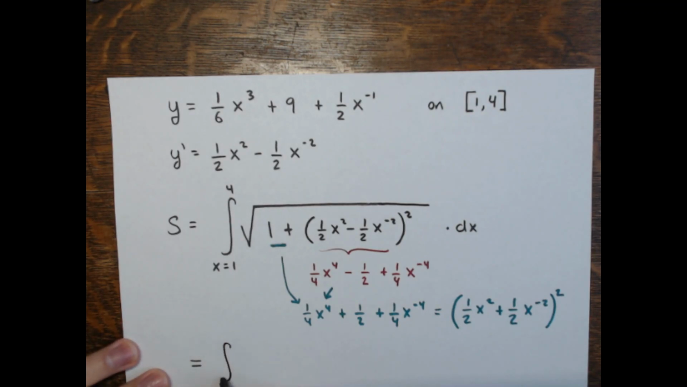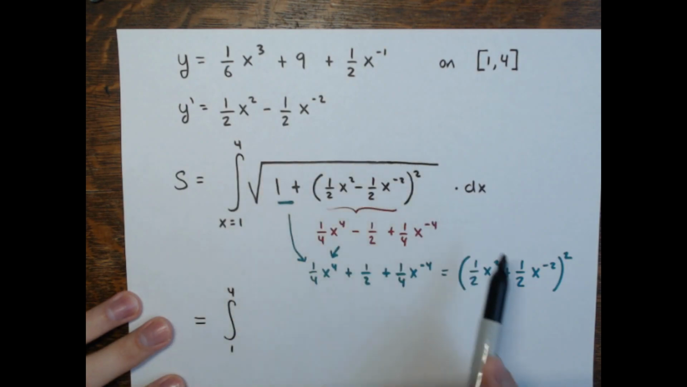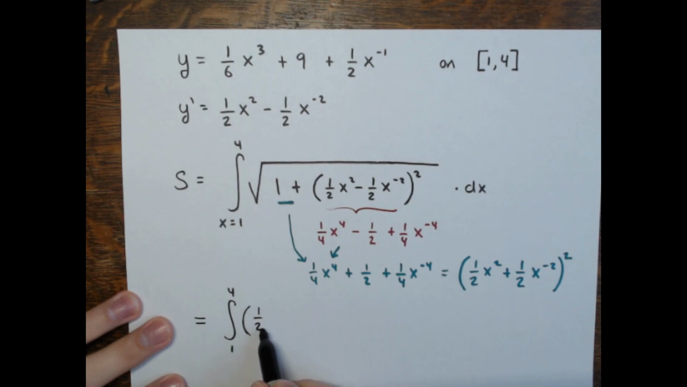So I end up with the integral from 1 to 4 of, the square root of this squared will just give me this. So the expression I'm left with here is half x squared plus half x to the negative second, and then times your dx.